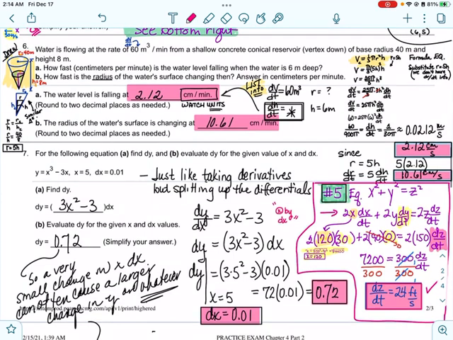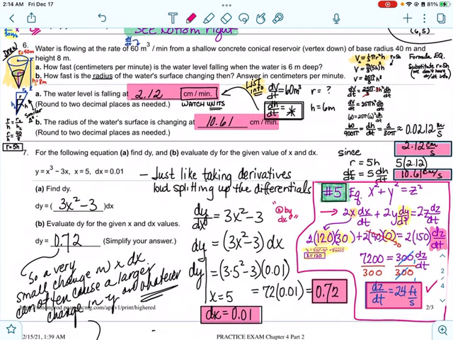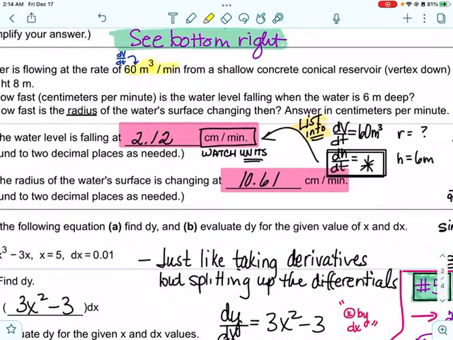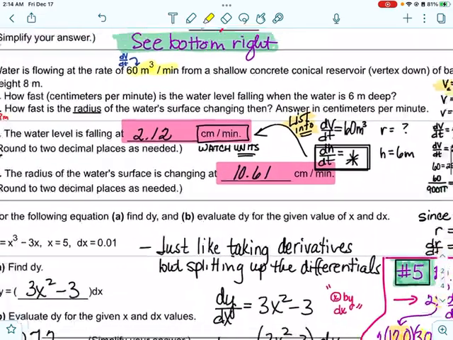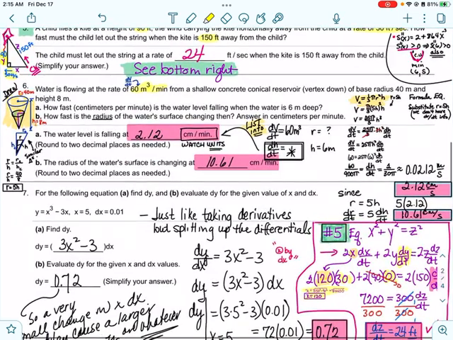Mathisfun.com. All right, so it says the water is flowing at the rate of 60 meters cubed, I know that, per minute, I'm sorry. So that's a dV/dt. When I read that, it's just the volume changing over time. From a shallow concrete conical reservoir, vertex down, of base radius 40 meters and height 8 meters.